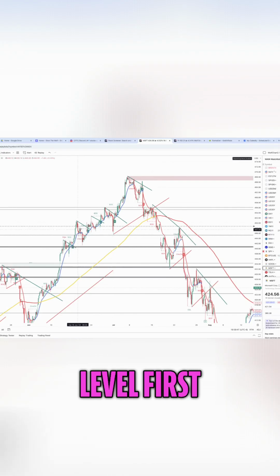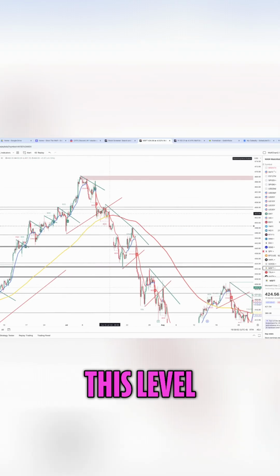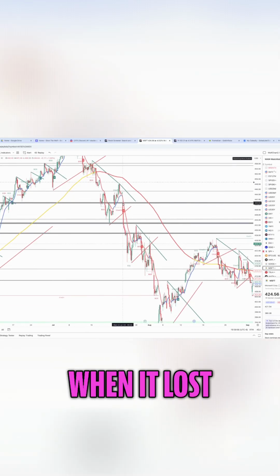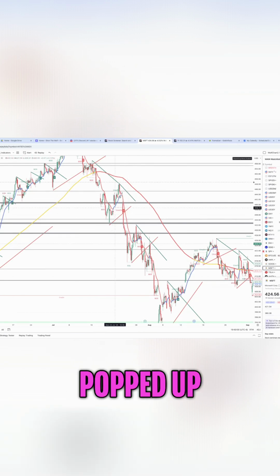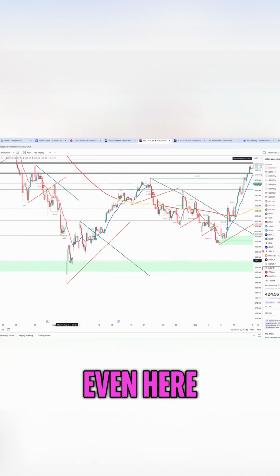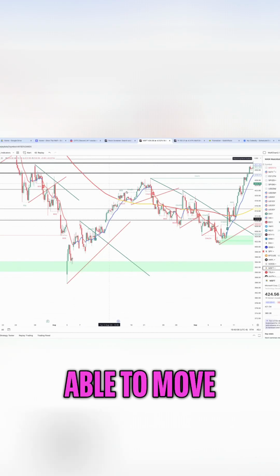Pushed to this level first, break, retest, pushed up, hit that level. When it lost this level, look how easy it dropped because there's no support and resistance. When it lost this level, look how easy it dropped. When it was shooting up, look how easy it popped up through that level without any support and resistance. Even here, when we bust out this demand zone, we don't have much support or resistance. Price action was able to move.